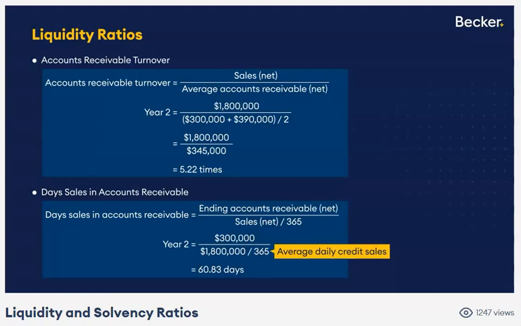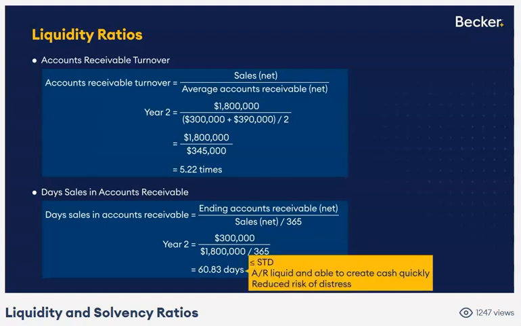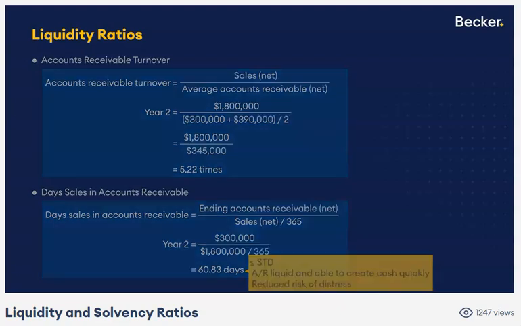Now, 60 looks pretty high, but it all depends upon what the standard is in that industry. All right, so 60, we hope that's less than or equal to the standard. That would mean our accounts receivable are liquid. We're able to create cash quickly. That reduces the risk of short-term distress. If your receivables are not turning over and it's taking you longer to collect, the number of days to collect is going up, that's bad news. Higher risk of short-term distress.